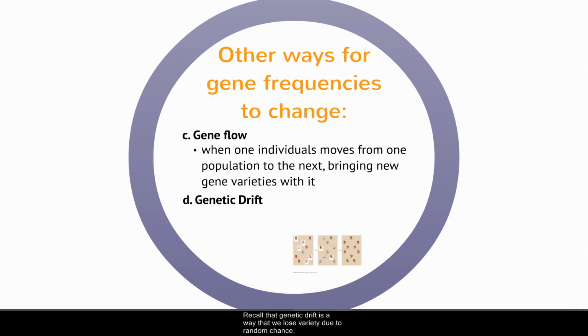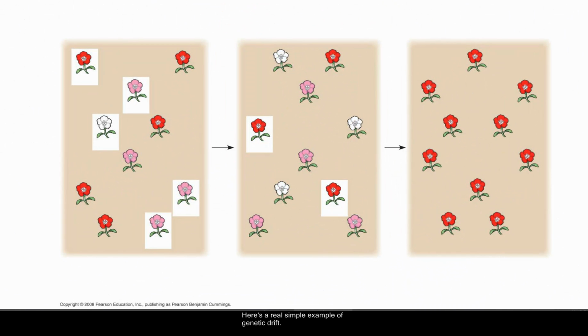Genetic drift is a way that we lose variety due to random chance. Genetic drift is due entirely to chance. And here's a real simple example of genetic drift. Imagine a population where the gene pool includes red, pink, and white flowers. And every generation, not all of these flowers reproduce. The pollen is moved from flower to flower by a bee. And let's say just by chance, one generation, only the red individuals are able to reproduce. And we can see in one generation that we've lost the pink and the white alleles, and now we've lost genetic diversity in this population.